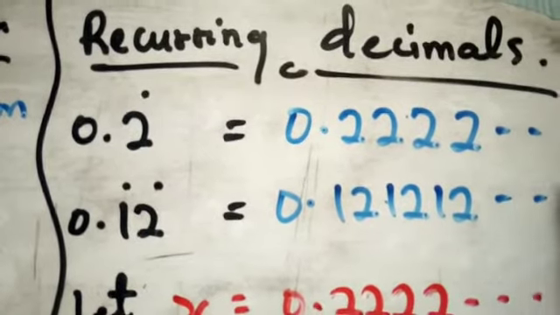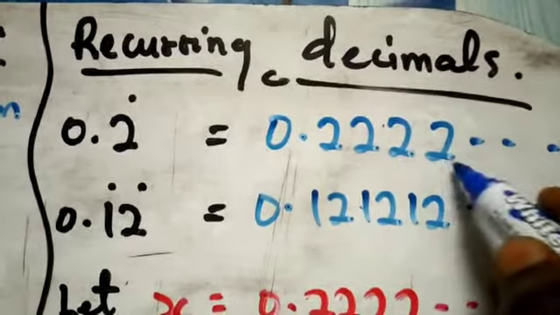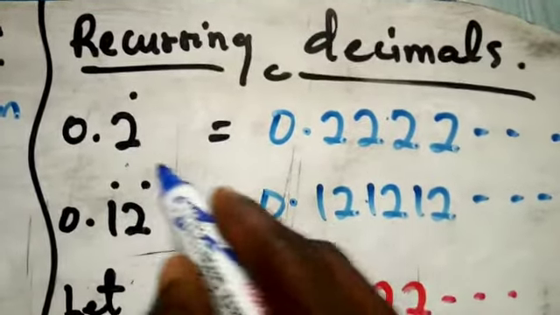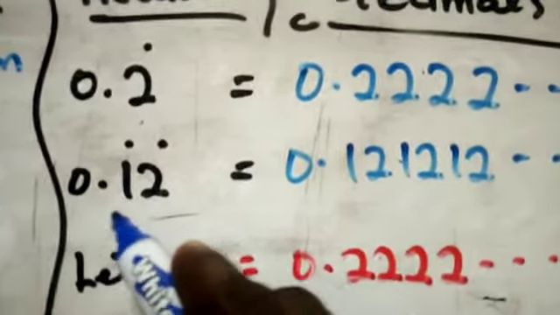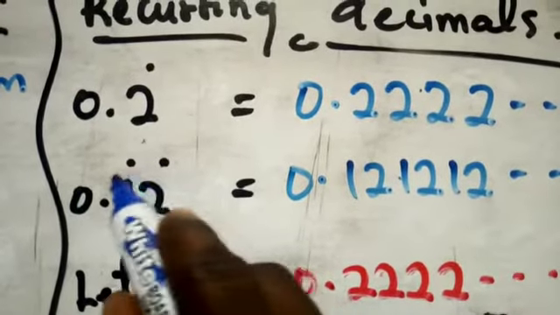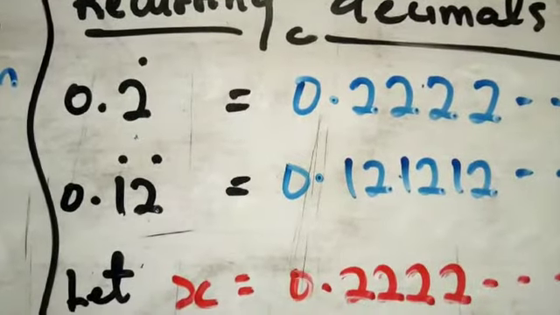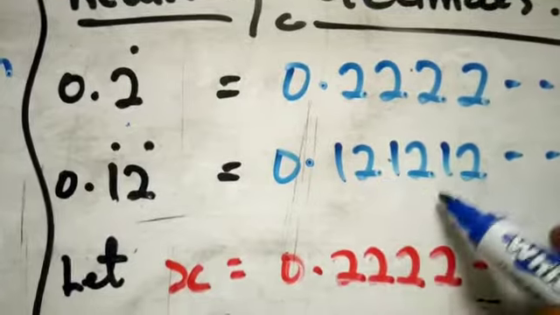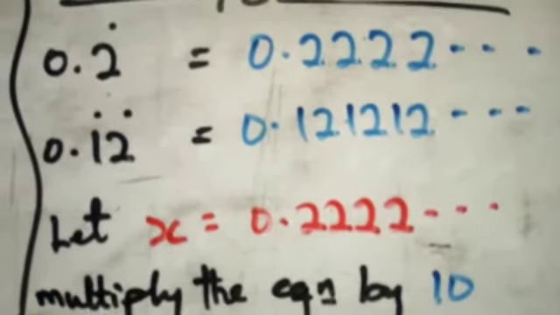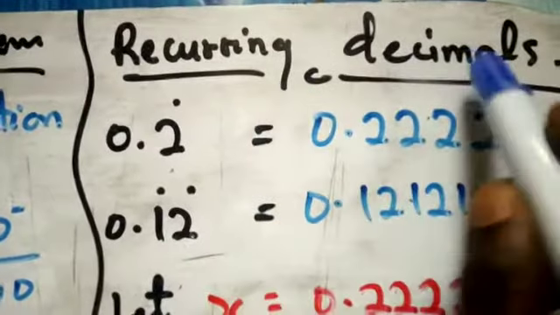It keeps on repeating itself and so on and so forth. So you can see I have a dot over it. It means that the 2 is continuous. So this one gives you 0.22222 and so on. That is what it means. The second one, you have 0.12 with dots on top, meaning that 1 and 2 keep on repeating themselves. 0.1212121212 up to infinity. When it happens like this, that is what we call a recurring decimal.